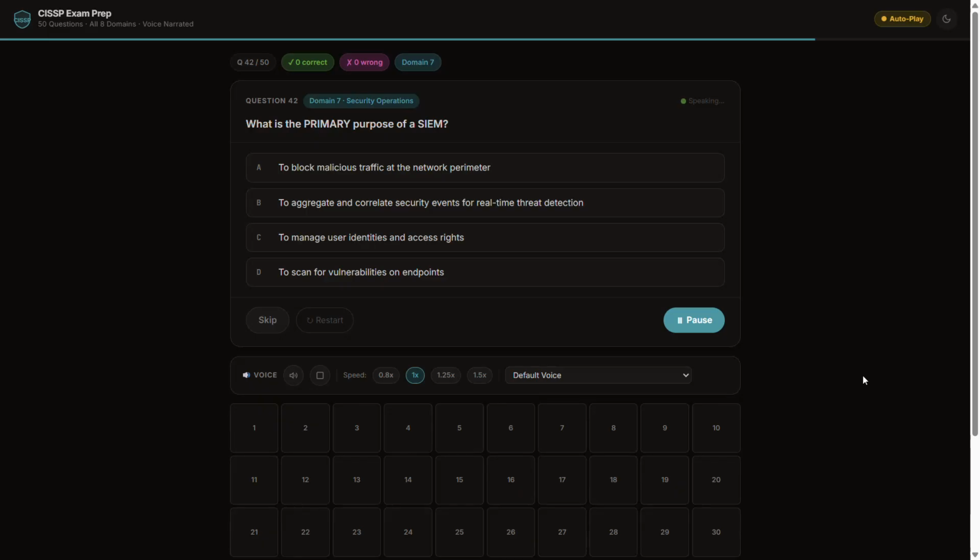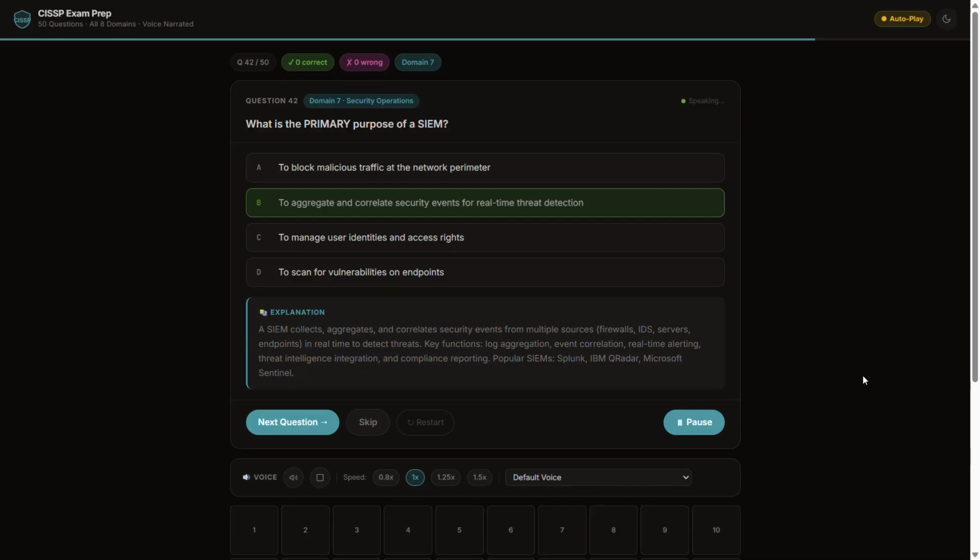Question 42. What is the primary purpose of a SIEM? Options: A. To block malicious traffic at the network perimeter. B. To aggregate and correlate security events for real-time threat detection. C. To manage user identities and access rights. D. To scan for vulnerabilities on endpoints.